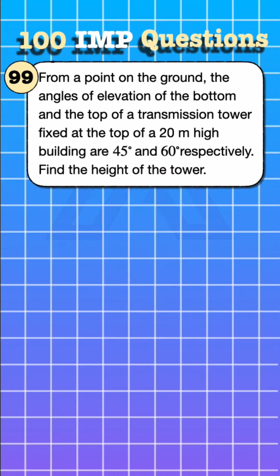Question number 99. From a point on the ground, the angles of elevation of the bottom and top of a transmission tower fixed at the top of a 20-meter high building are 45 degrees and 60 degrees respectively. Find the height of the tower.